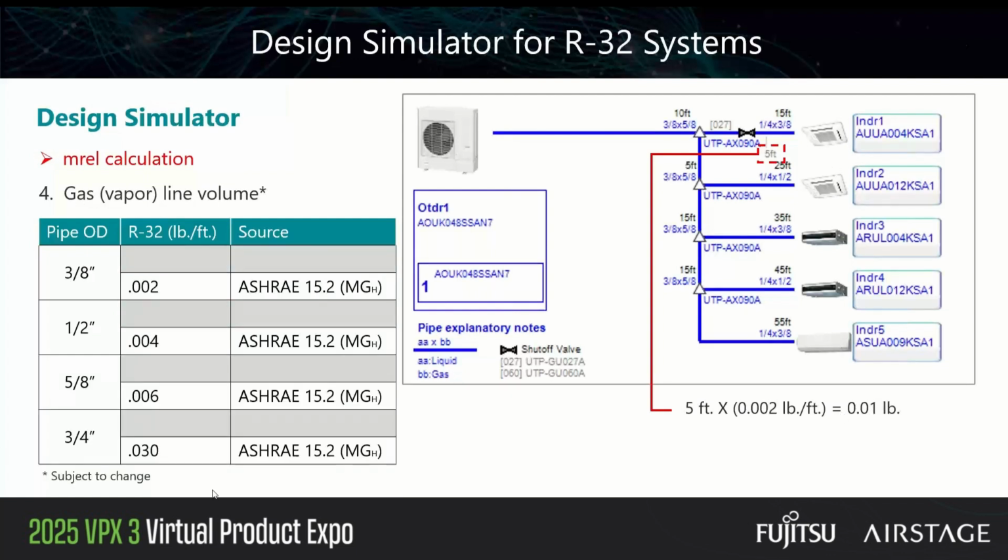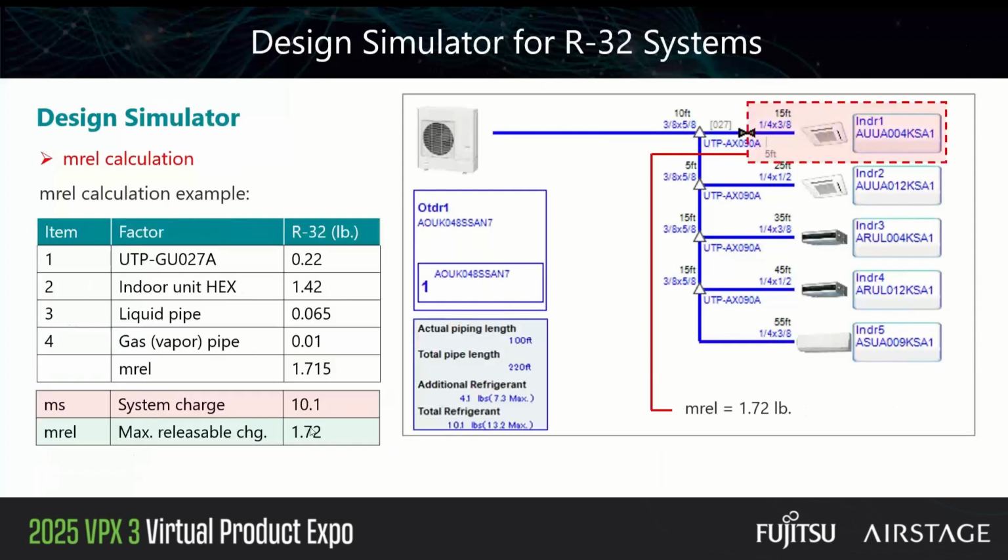Now let's move on to the vapor line calculation. The D&T does not provide a volume for the vapor, thus we will default to the ASHRAE standard. So in this case, we see that we have 2/1000ths of a pound per foot, which again, vapor is not very dense, times the 5-foot section comes to a total of 1/100th of a pound. Add the values together, which is easy to do. So we said with the shutoff valve, we had 0.022, indoor unit heat exchanger, about 1.4 pounds, the liquid and the vapor.